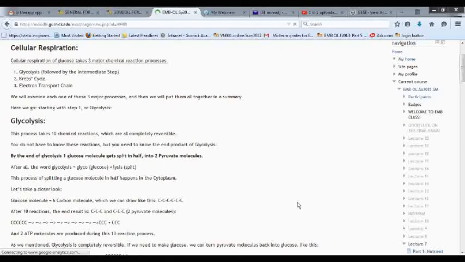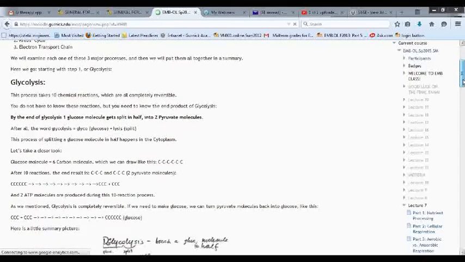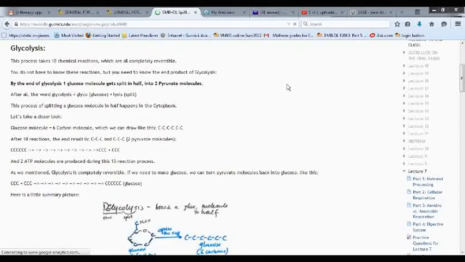Okay, so you need to know what those processes are. You need to know what glycolysis is, you need to know what the Krebs cycle is, you need to know what the electron transport chain is, and you need to know the major players there. You need to know what you get at the beginning of each one of those processes and what you get at the end of each one of those processes. Okay, so let's take a look.